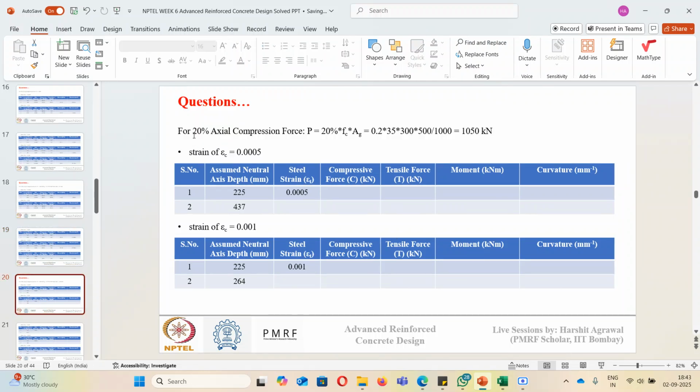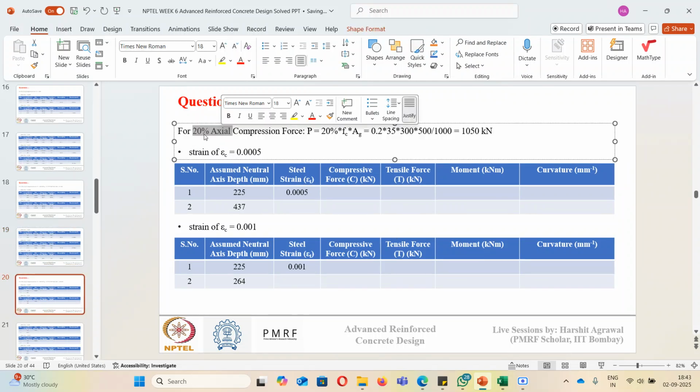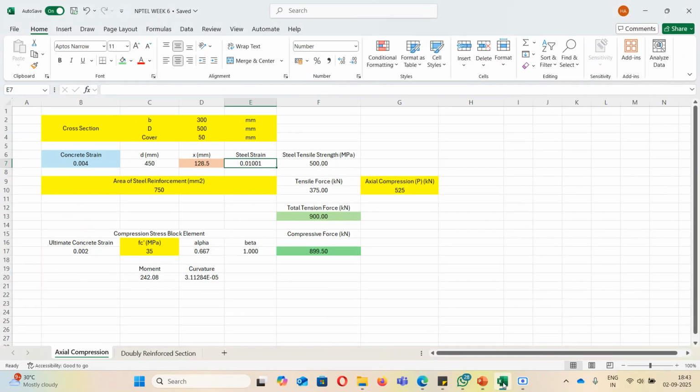Similarly, if I increase the axial compression force further, this time it is 20% for the third case. So 20% of the gross compression capacity, 0.2 into 35 into 300 into 500, will give me the compression force. I divided by 1000 to convert Newton into kilonewton. So again in this sheet I will just change this value as 21050. Okay.